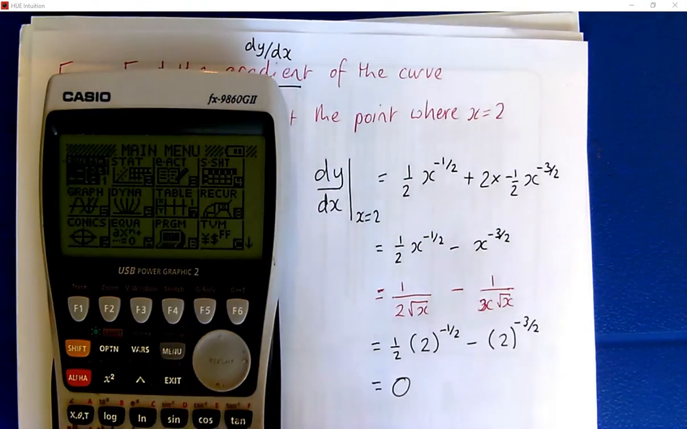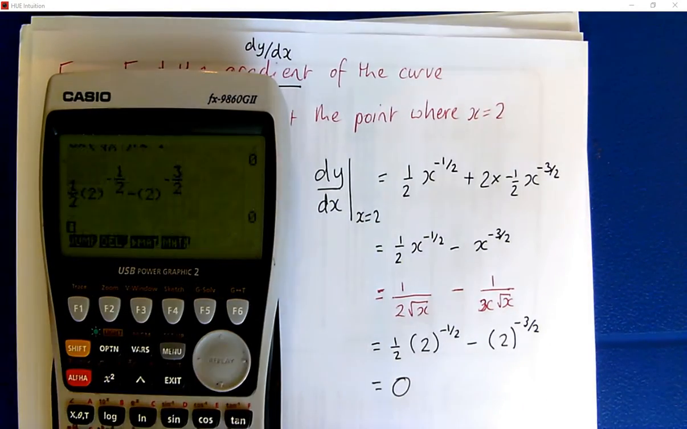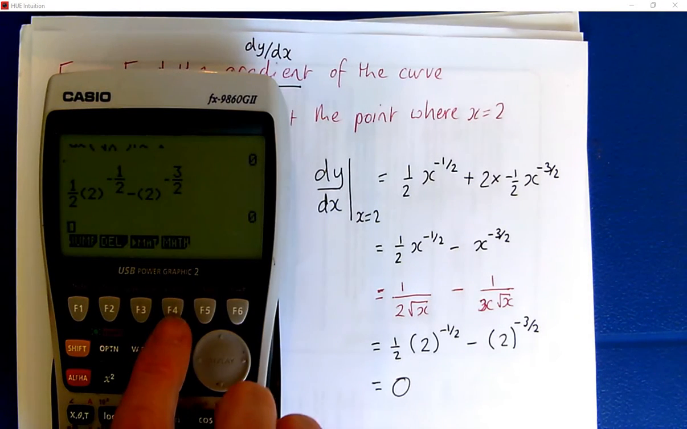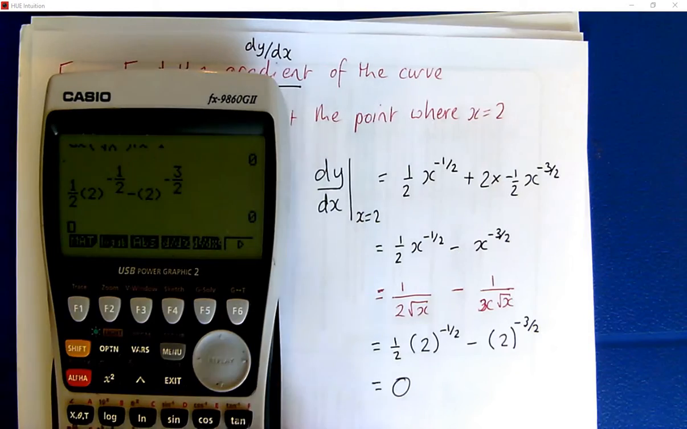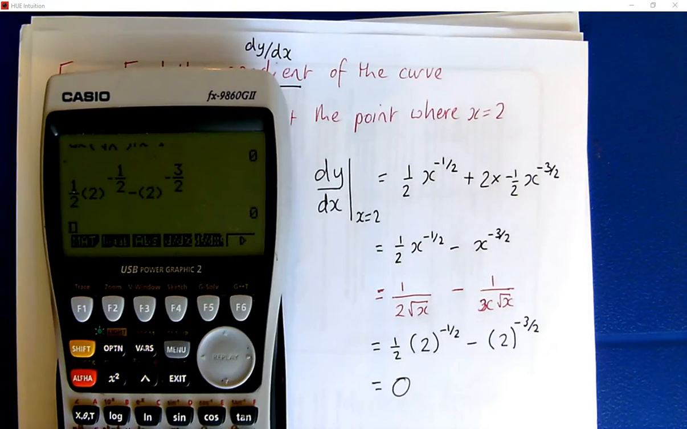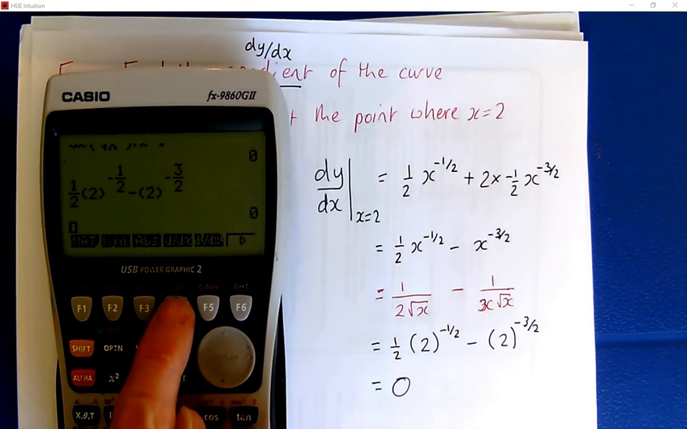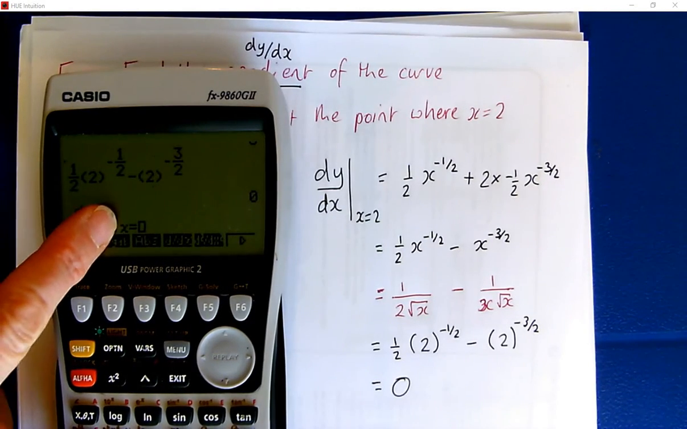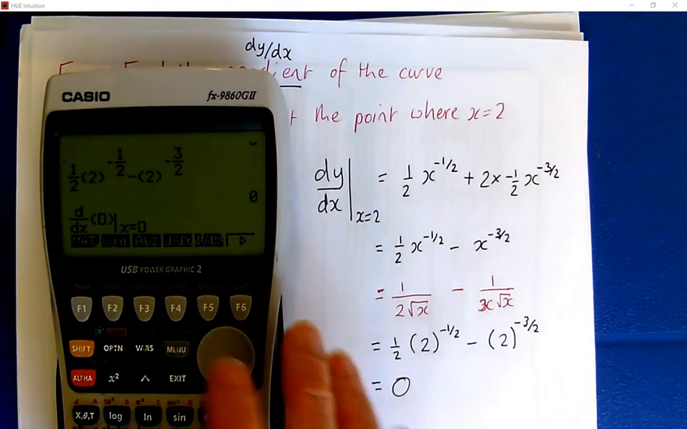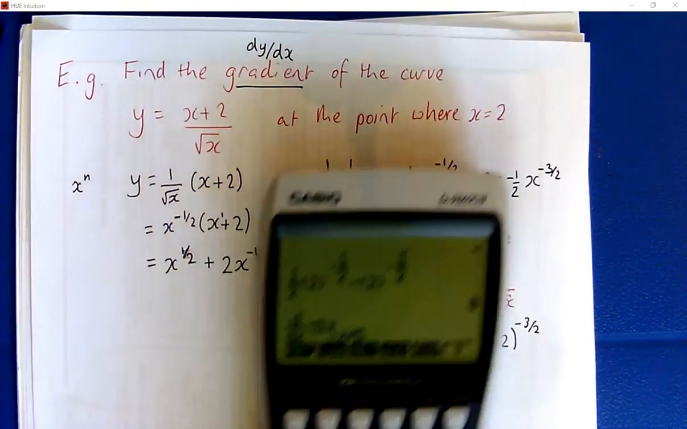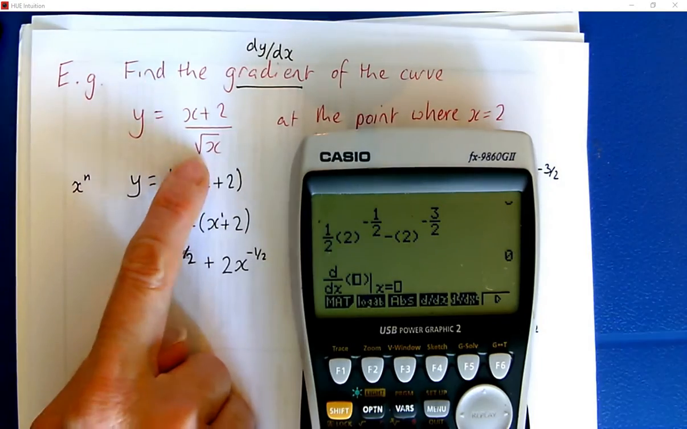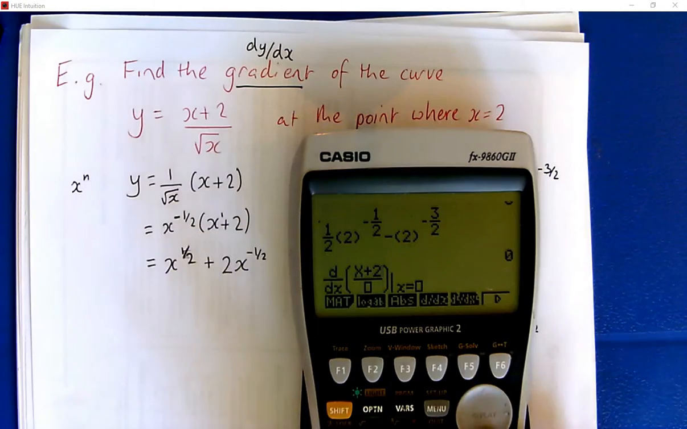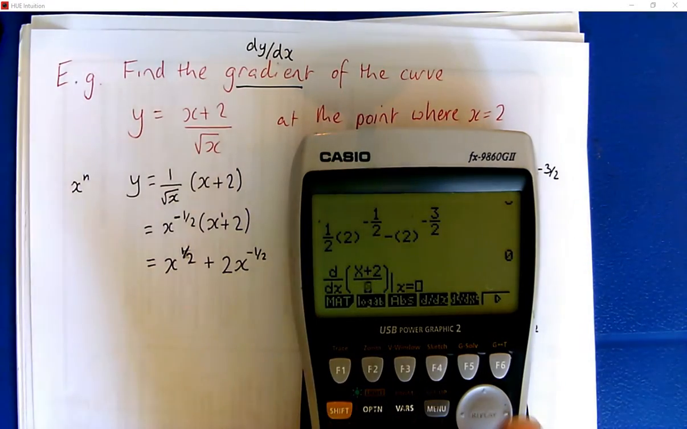So I'm in the Run Math menu, okay, and at the top I can see just above F4 there's Math, so I press F4 and look at my math options, and one of them is d by dx, so that's differentiating, and so we've got d by dx of this thing at this point. Okay, so I can type in the original y, so I can type in x plus 2, okay, over root x.